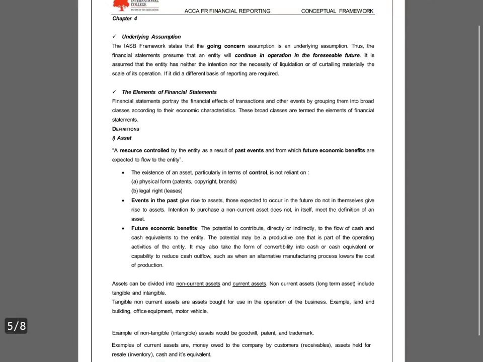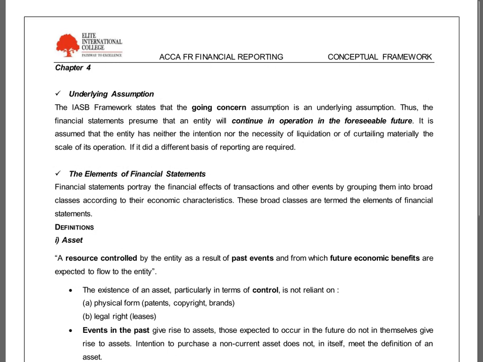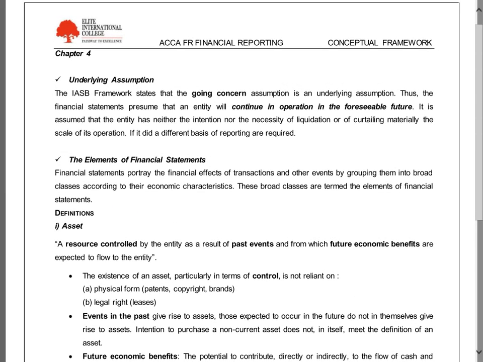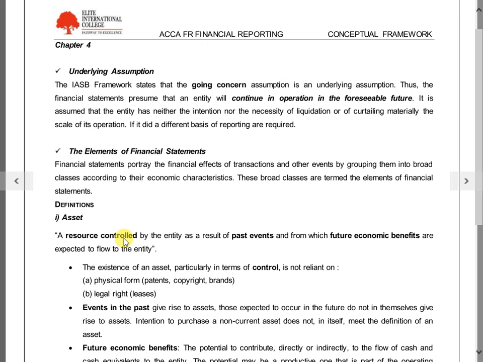So chapter 3, qualitative characteristics, everything is spelled out in the conceptual framework. People are saying we can use it as a guideline of what constitutes a high quality financial statement. Everything is spelled out. Clear. So today is all theory, no calculation. Chapter 4, underlying assumption.